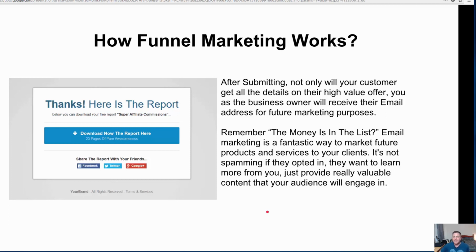So after submitting, not only will your customer get all the details on their high value offer, you as the business owner will receive their email address for future marketing. And remember, the money is in the list. Email marketing is a fantastic way to market future products and services to your client. It's not spamming if they opted in. They want to learn more from you. Just provide really valuable content and your audience will engage. Okay?